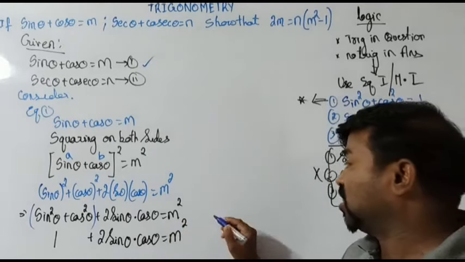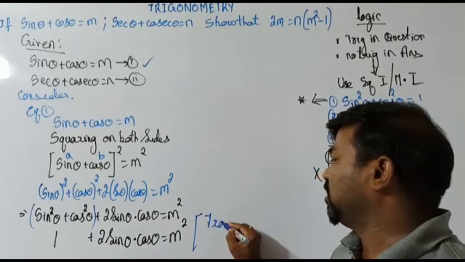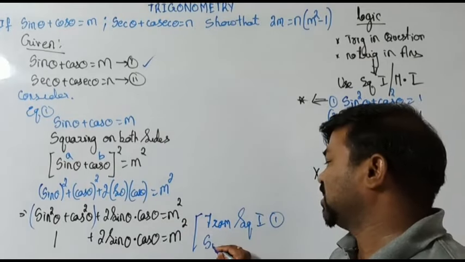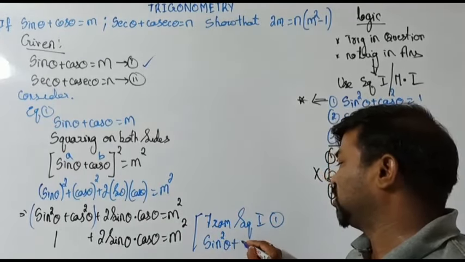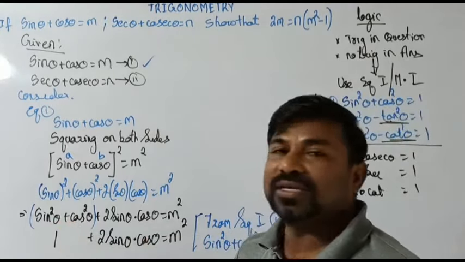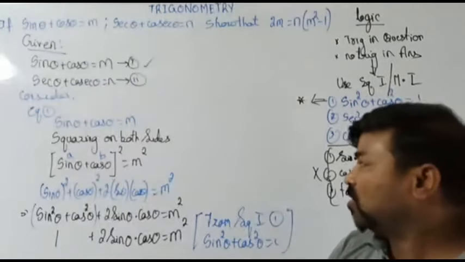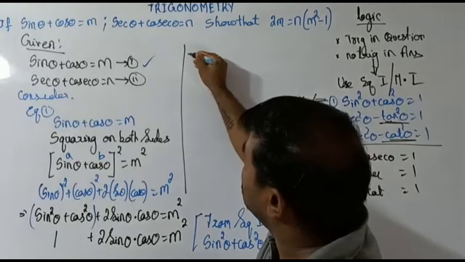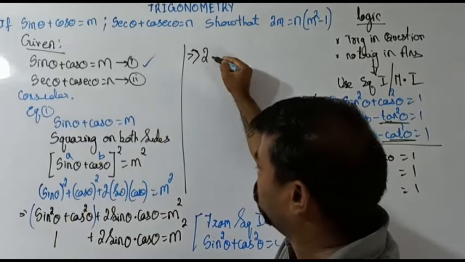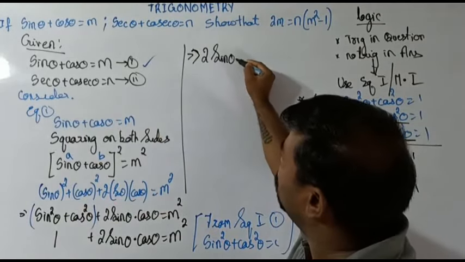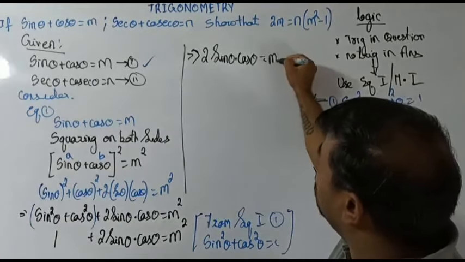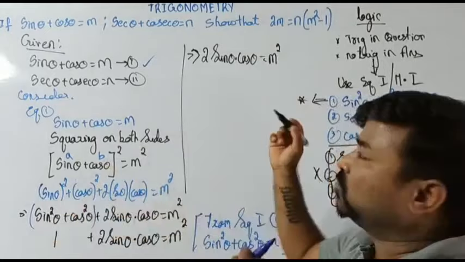How did you get that? Just now, from square identity 1. From square identity 1, what's that? Sin square theta plus cos square theta is equal to 1. From that formula, I have written sin square theta plus cos square theta as 1. Now, let's work on the next. Can I send this one to the other side? Then what is it becoming? 2 sin theta into cos theta is equal to m square, and I am sending this plus 1 to the other side.